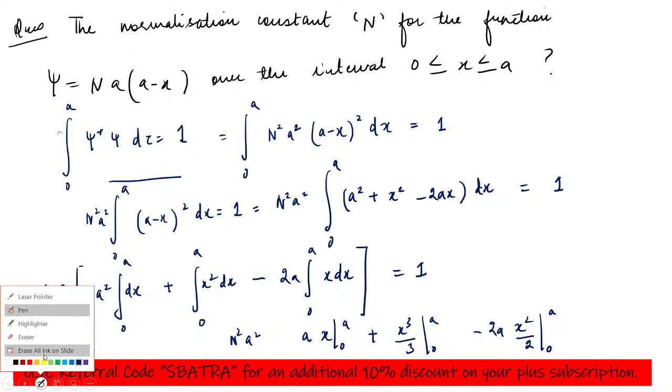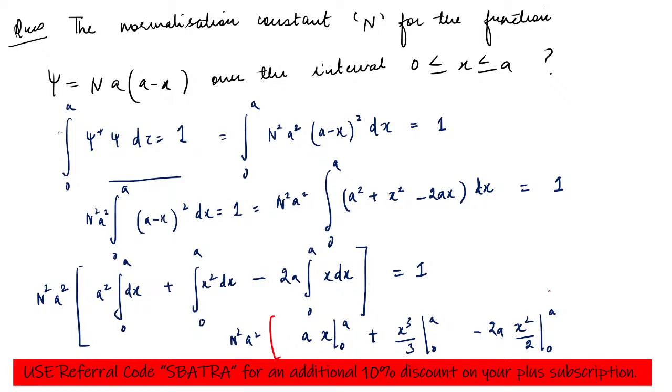Let's solve this here only. This is the constant part and it equals 1. You now have N square outside the bracket. This is a times x, minus 0, that is a minus 0, so this will give you a. Plus 1 by 3 times a cube minus 0 cube. Minus 2a by 2, where the 2 and 2 cancel out, so you're left with minus a square minus 0 square. This is how we can solve this particular function. Now what we are left with is a square.